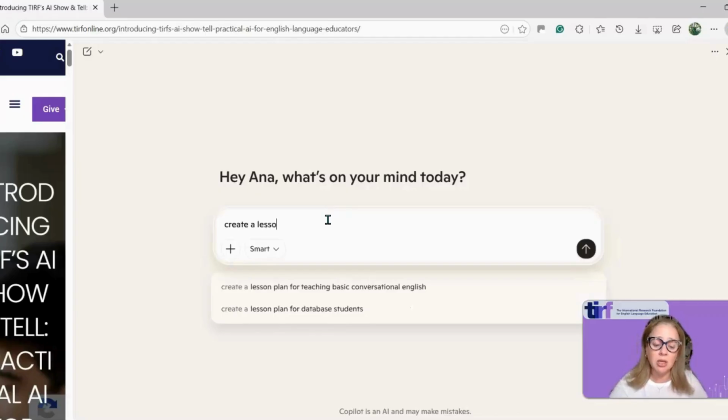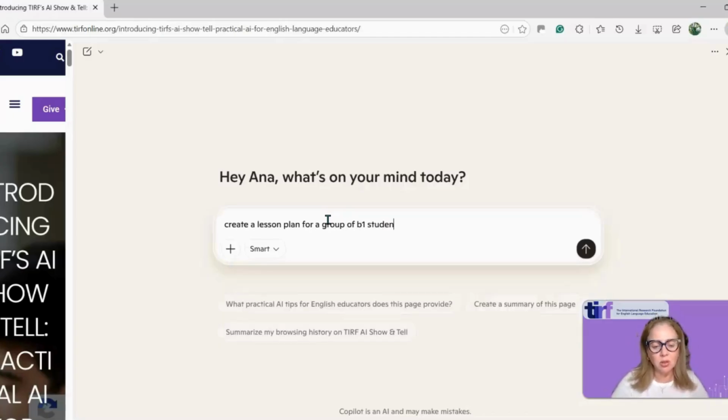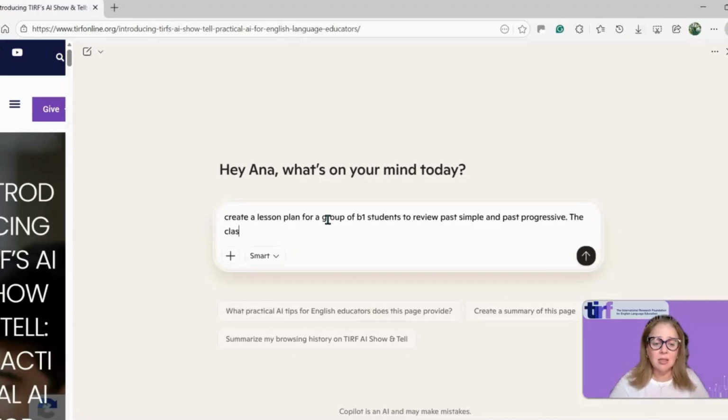So my prompt will say: create a lesson plan for a group of B1 students to review past simple and past progressive. The class is 50 minutes long. Make it fun and productive. So you see, I put some specifications of what is important for me and what I have in mind.